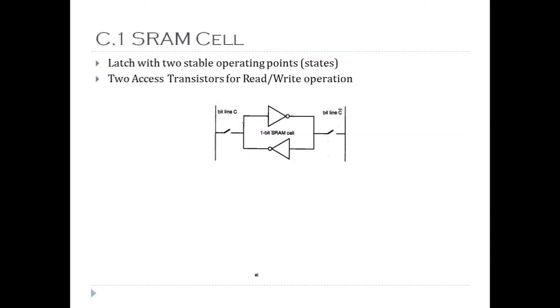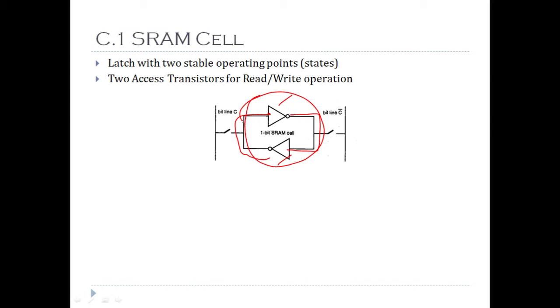An SRAM cell is nothing but a latch, and it consists of back-to-back connected inverters. This latch has two stable states. You can see here, this is the first inverter and this is another inverter. The output of the first inverter is connected to the input of the second inverter, and the output of the second inverter is connected to the input of the first inverter. So they are back-to-back connected. This comprises a 1-bit SRAM cell.